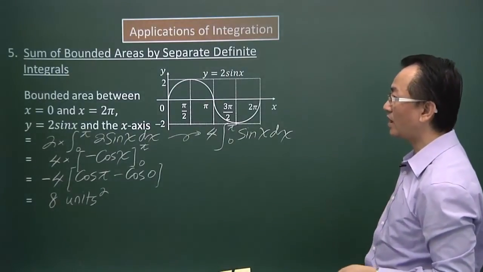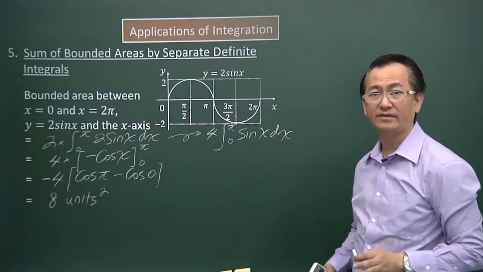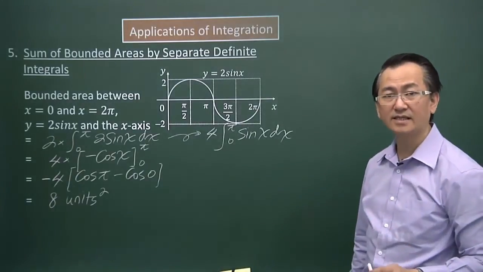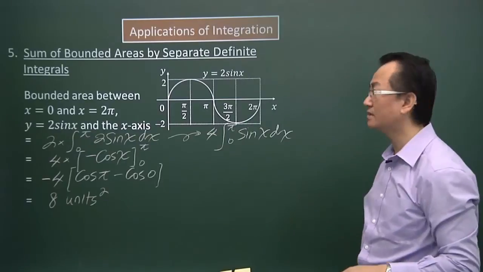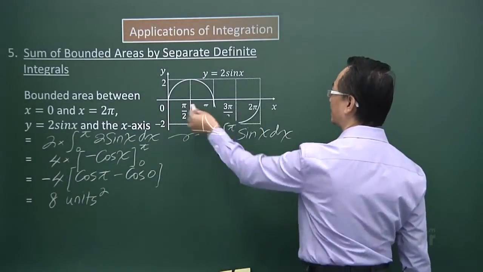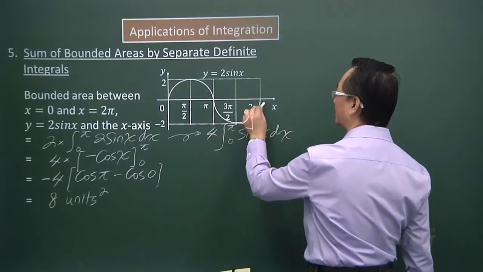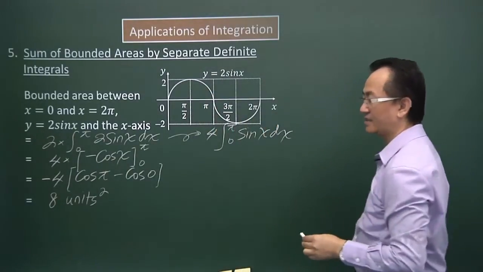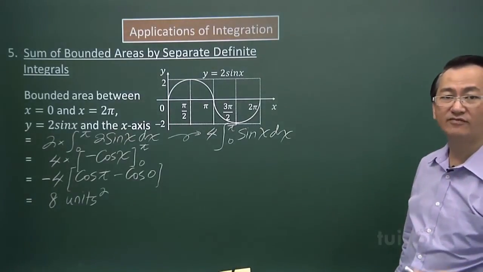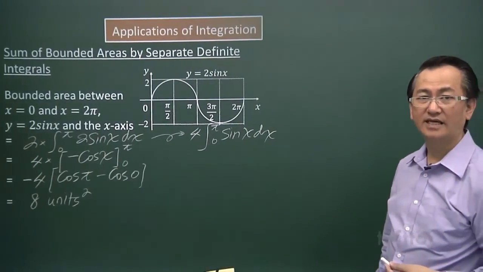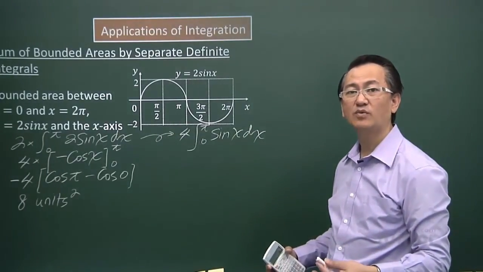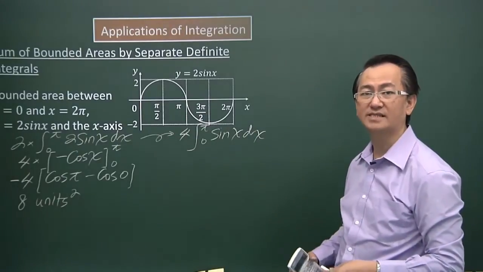So when we talk about sum of bounded area, we have to be very mindful of the cancellation of possible areas. So especially if we look at this particular graph, this area is below the x-axis, then we know that there is an introduction of a negative area, and as a result, instead of having a bigger sum, it will be a reduced sum because of the cancellation.